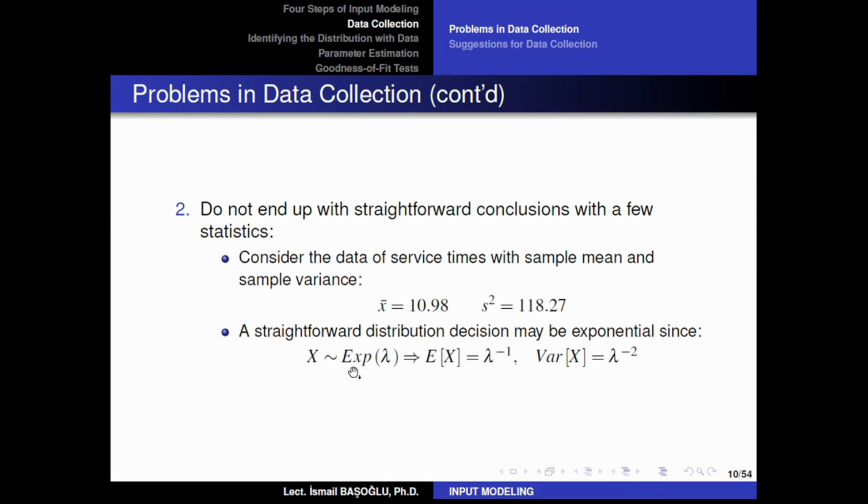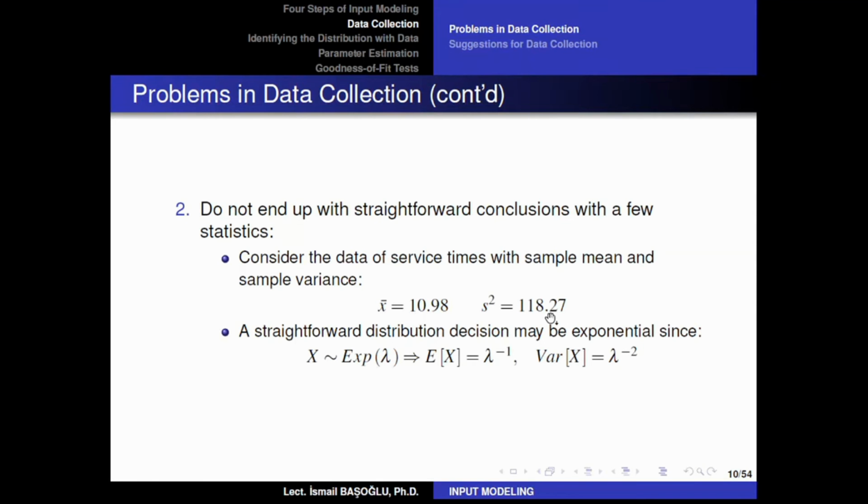If you remember, for the exponential distribution, the expected value is 1 over lambda and the variance is equal to 1 over lambda squared. And you know, in the exponential distribution, the variance is the square of the expectation. That's easy. So a straightforward conclusion by looking at the sample mean and the sample variance may be this: because the sample variance is almost equal to the square of the sample mean, I think the exponential distribution is a very good distribution. This is definitely a wrong approach.